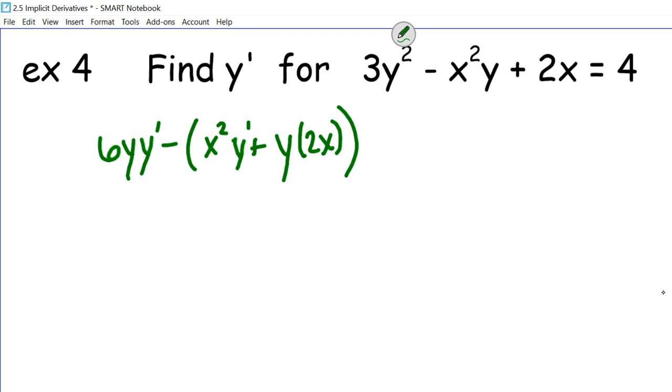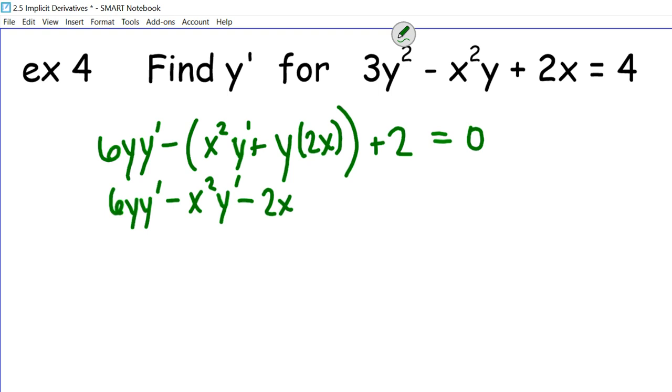And then so that was first times derivative of second, plus second times derivative of first, plus derivative of 2x, which is just 2, equals 0. So another one where we have y prime in 2 spots. So I have 6y y prime minus x squared y prime. It's nice that those two are already by each other, so y primes. Distribute this negative, so this one I have a negative 2xy plus 2 equals 0.